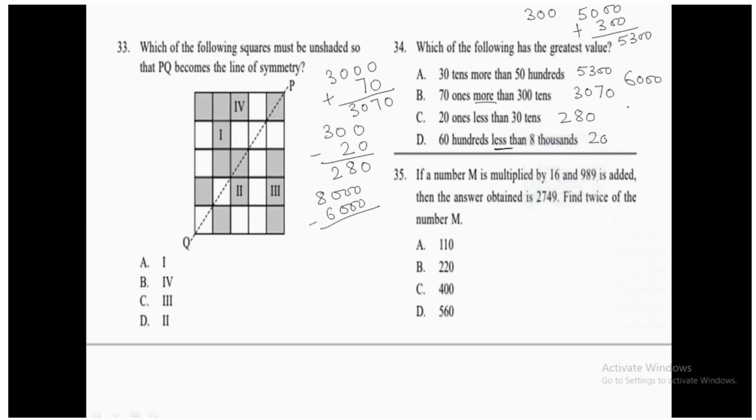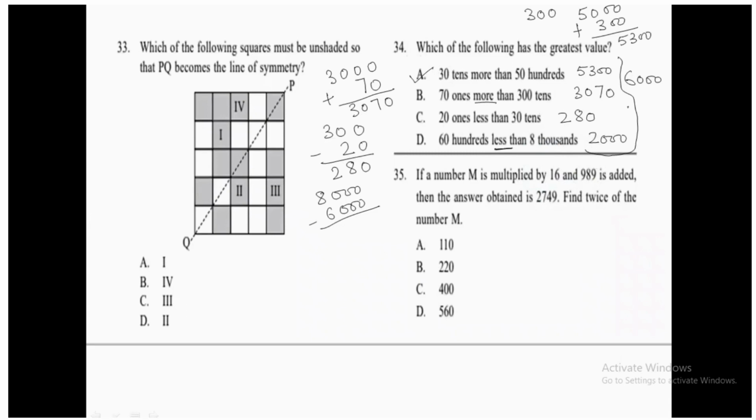Now if we are going through the question, the question is asking about the greatest value, the greatest number. So among all these four numbers, which one is the greatest? So we can clearly see over here that 5300 is the greatest one among all. Okay, so that is option A. So that's why our option A is the correct one.